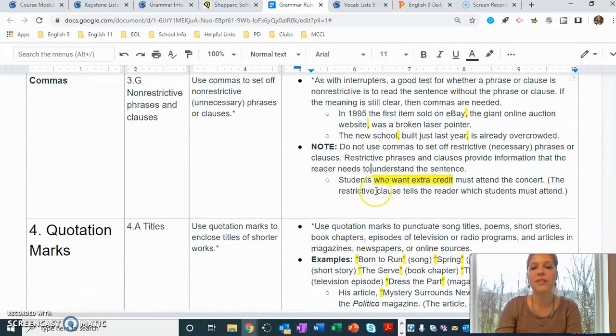If the phrase is necessary for the sentence, then you cannot take it out. You cannot put commas around it. So for example, students who want extra credit must attend the concert. So this phrase, who want extra credit, is necessary because it's describing which students must attend.